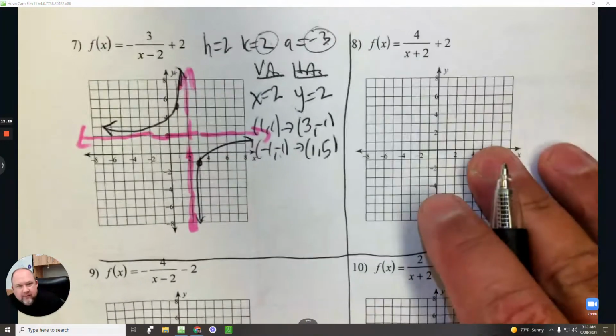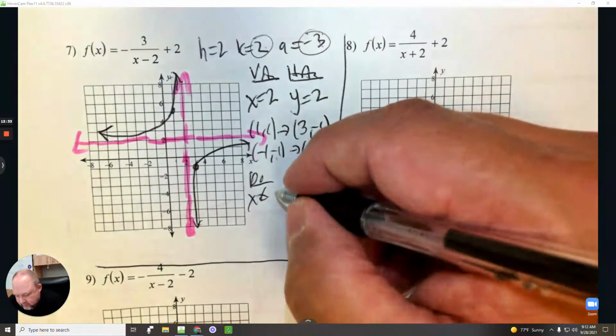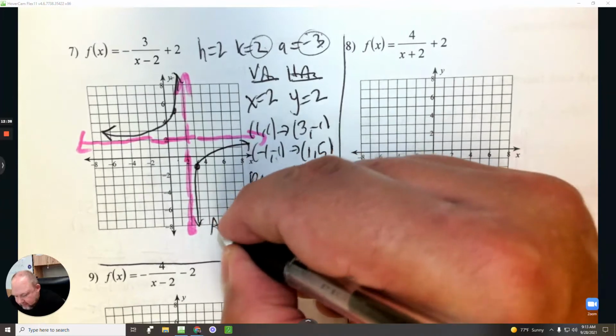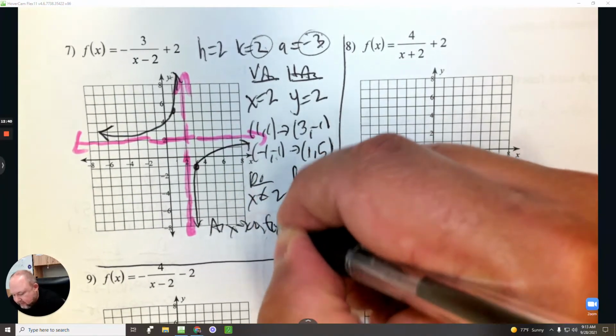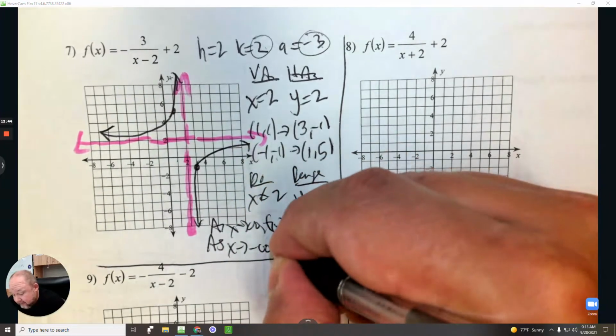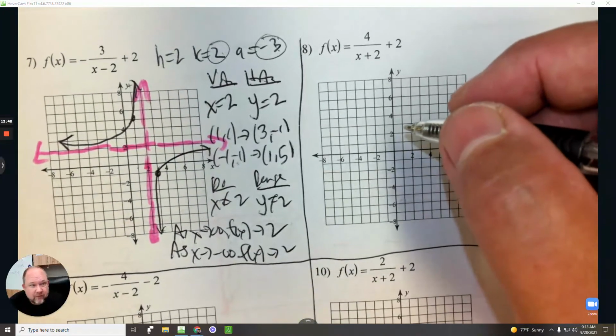For number 7, I didn't do this right. I got to finish this. Domain, x cannot equal 2. And the range, y can't equal 2. And the end behavior. So as x approaches infinity, the function approaches 2. As x approaches negative infinity, the function approaches 2. So you have that. Number 8, you first. Press pause.